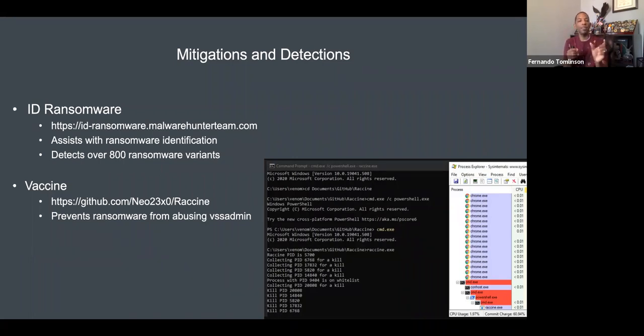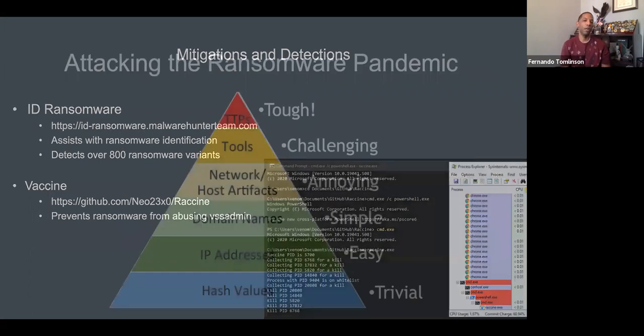Now, Vaccine intercepts that, but if we're legitimately trying to do something with the volume shadow copy, it could mistake us as somebody who's trying to attack it. And we need it to be running to then be able to do that interception. But it is a tool, a capability to help us in our endeavors. And it's free. It's a really good project as well.